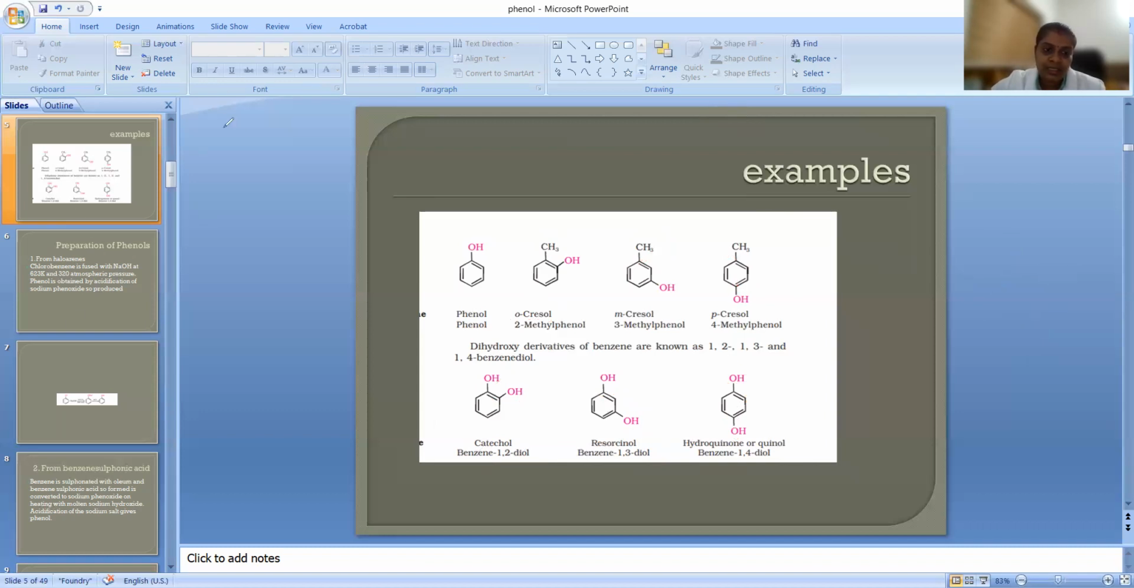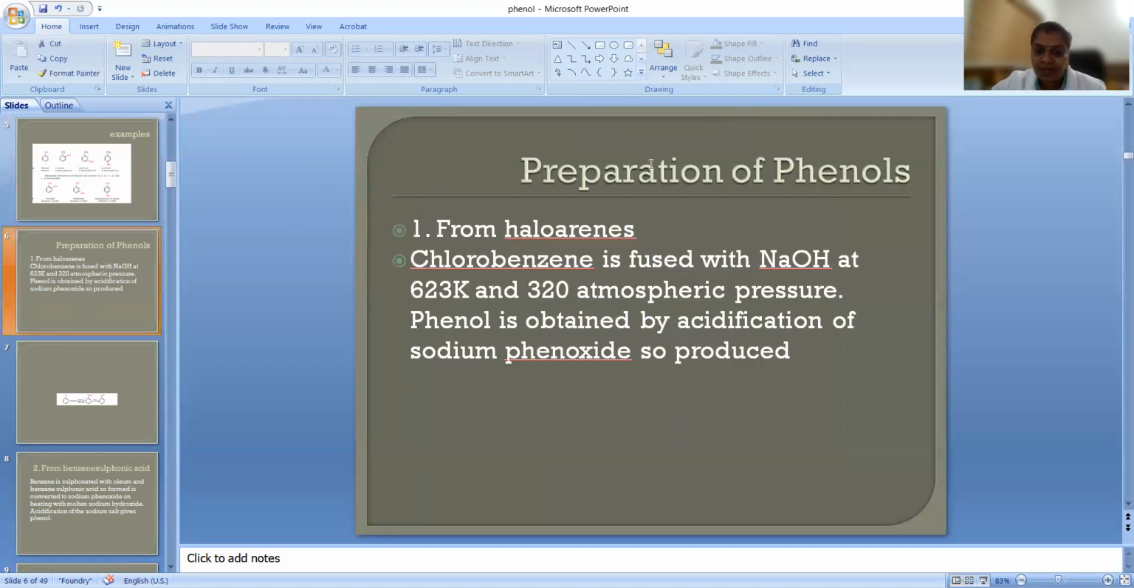Now, let us see the preparation methods of phenol. There are different methods of preparation. Already we have learned one method in haloarenes. That is what we are going to discuss first. This was already learned in haloarene.